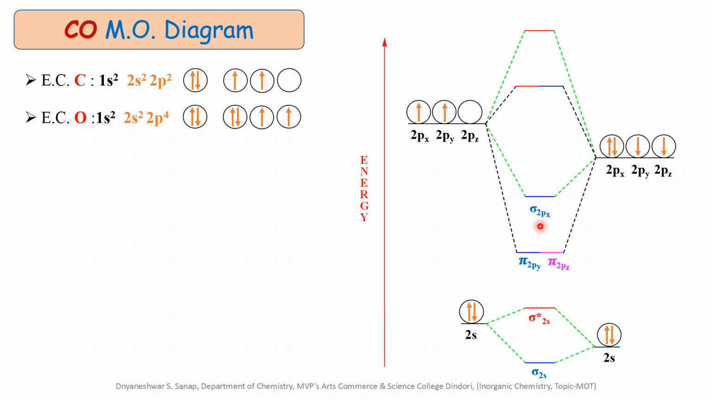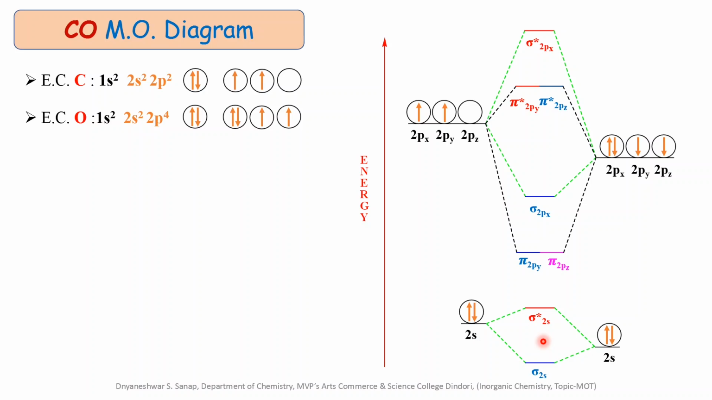This sigma 2px bonding molecular orbital is higher in energy than the pi orbitals because the energy gap between the carbon 2s and 2p atomic orbitals is very small. That's why the 2s atomic orbital repels the sigma 2px molecular orbital, and so the energy of the sigma 2px molecular orbital increases compared to the pi molecular orbitals. The next antibonding molecular orbitals formed by the combination of p orbitals are pi star 2py and pi star 2pz and sigma star 2px. The next important point is the filling of electrons in the molecular orbitals from the atomic orbitals.